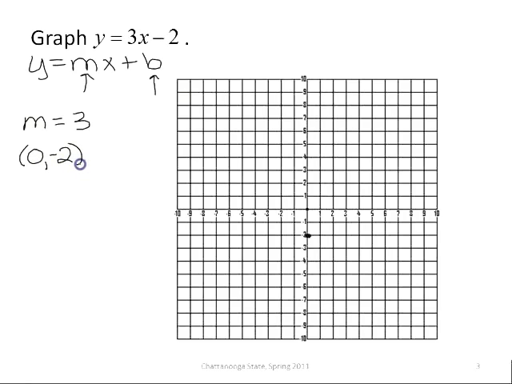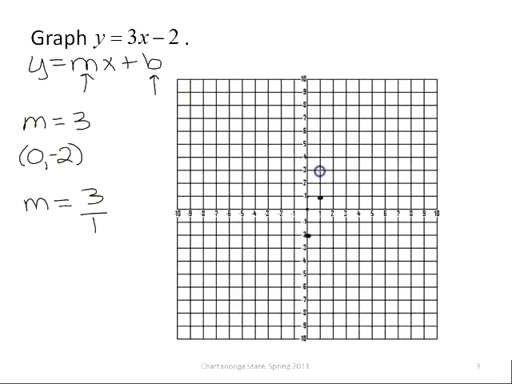Now, this is our first point. Now we look at the slope to help us find the second point. Remember that the slope is a ratio of rise to run, which means from any point on the graph, if I use that ratio of rise, in this case it's a rise of 3, 1, 2, 3, and a run of 1, that will give me another point on my graph.